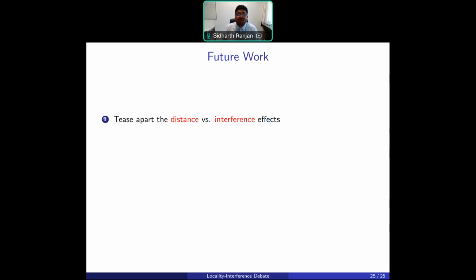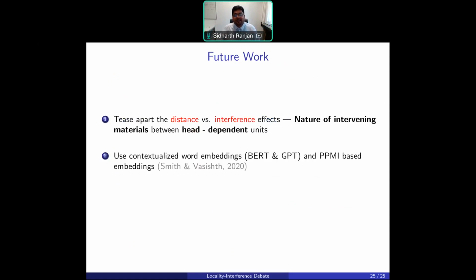And as part of future work, we would like to tease apart the effects of distance and interference by studying the nature of intervening materials between head and dependent units. And then we would like to use contextualized word embeddings and embeddings based on pointwise mutual information. We would also like to test our hypothesis on a spoken Hindi data set in order to see if the results from sentence comprehension translate to language production as well.